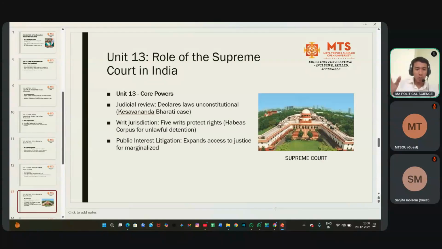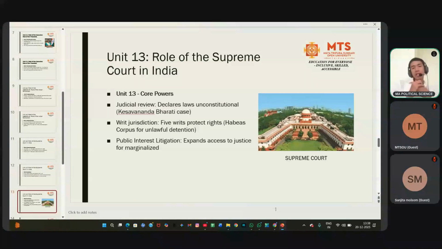So what are the core powers? Here, judicial review declares law unconstitutional, case upon case. This is a Supreme Court picture, if you have seen. One of our very important judiciary systems. Without this, I think justice is not available to people. Justice is basically what we get from the courts.